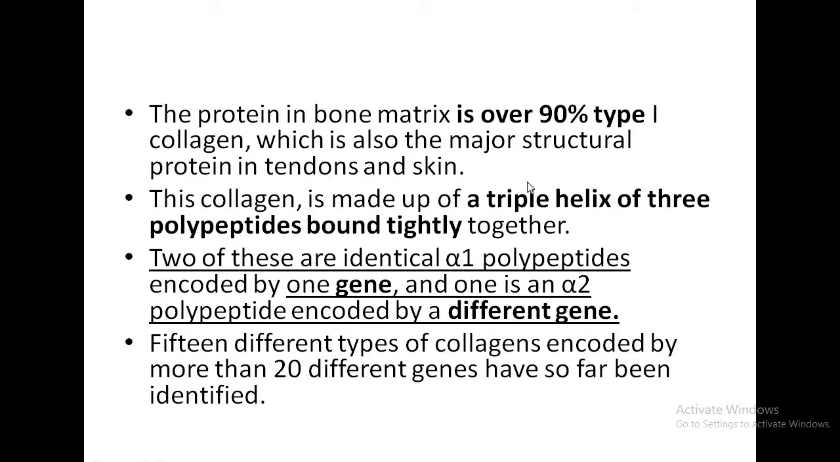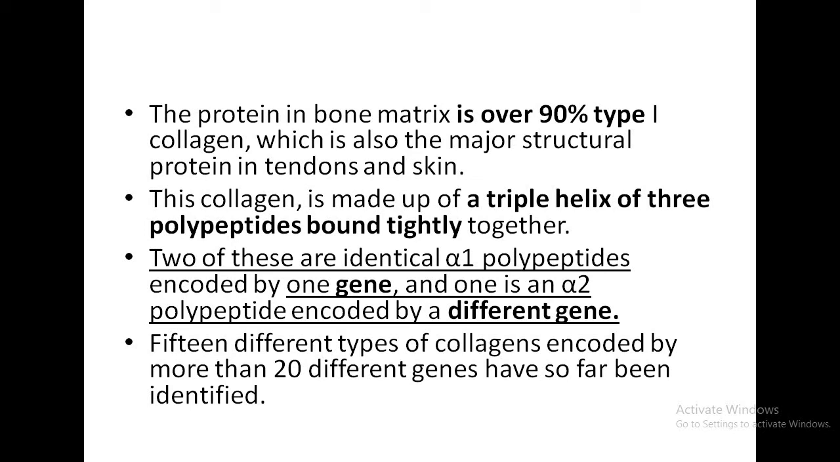It is made up of a triple helix of 3 polypeptides bound very tightly together. 2 of these are identical alpha 1 polypeptides encoded by a single gene, and the remaining one is an alpha 2 polypeptide, encoded by a different gene.